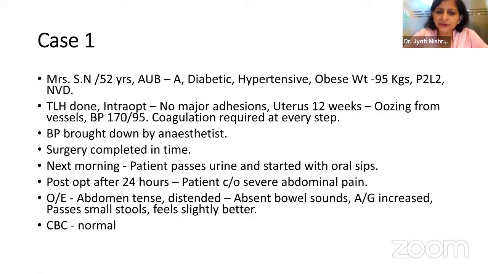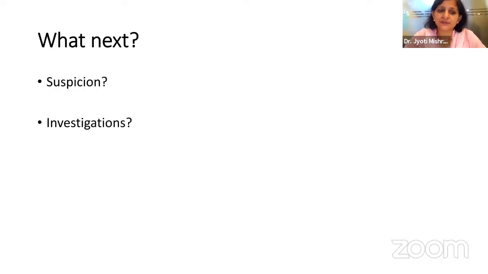And after 24 hours, she started having severe abdominal pain. On examination, the abdomen was tense, distended, and bowel sounds were absent. Abdominal girth was increased. She did pass small stools and felt slightly better. So as surgeons, we are very protective about ourselves. We rarely try to accept that some problem might have happened when the CBC was normal.